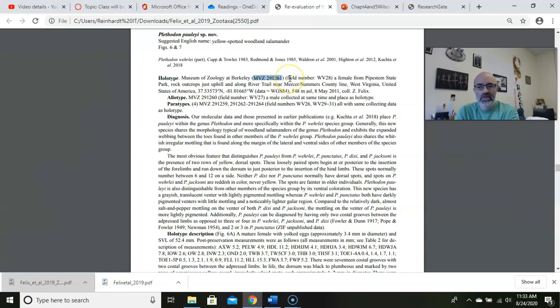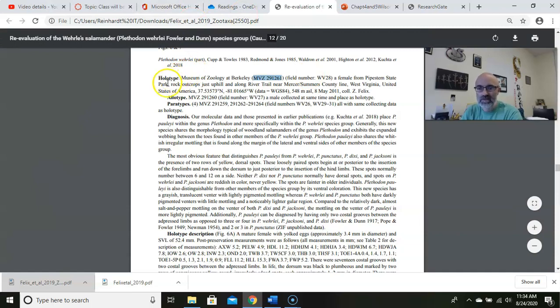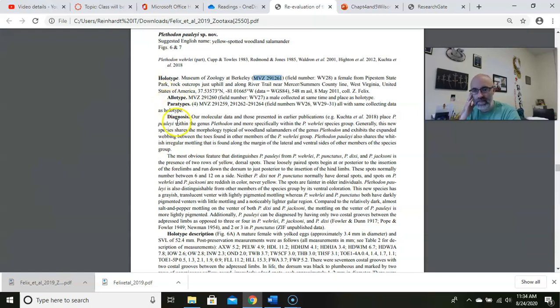And if you went there and asked for 291261, you will find a female individual that I collected in 2011, and that serves as the archetypal Plethodon pollyi. That individual animal, in fact, you will see that that's her right here. This is Plethodon pollyi. This is the type series, and if you want to know what one looks like, this is the comparison. Right? So these are the paratypes that were collected that same day.